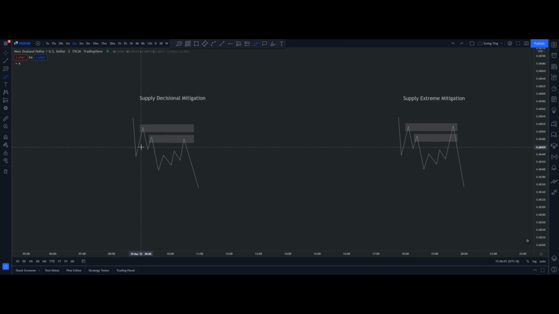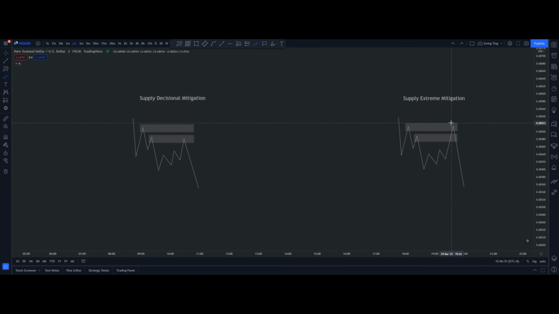Decisional basically is the last candle that caused the break of structure to the downside for supply, and extreme is the start of the move that caused the leg to break structure essentially, right? So you have your decisional here, you have your extreme here. Again, extreme is the start of the move down, decisional is the last candle that caused the break of structure down, right? So this is what your decisional mitigation looks like, where it mitigates the last candle that caused the break of structure here. Okay, so that is your decisional.